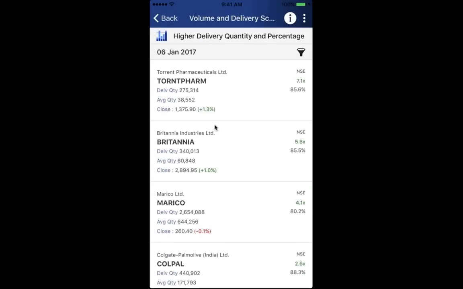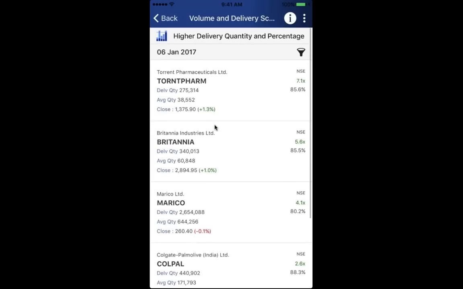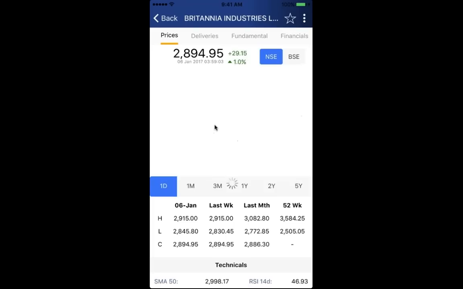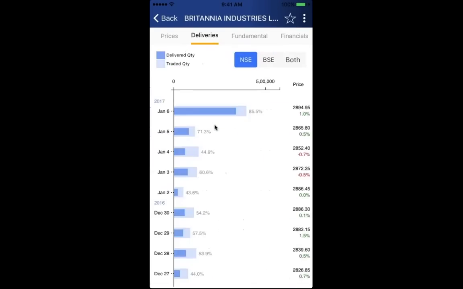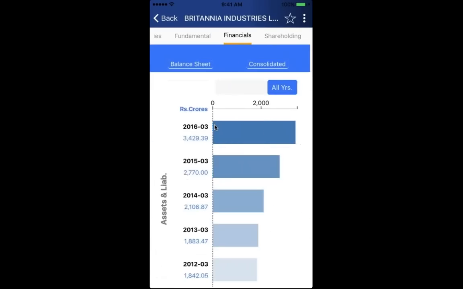What this section does is it has definitely satisfied your higher delivery quantity and percentage. That's how you got into Britannia, number one. But what this page shows you is what are all the other scans that it is also satisfying on Friday. So it can be my scans. So within your list of scans, what are the other scans? None. And within, let's say, all scans, these are all the scans it has satisfied.